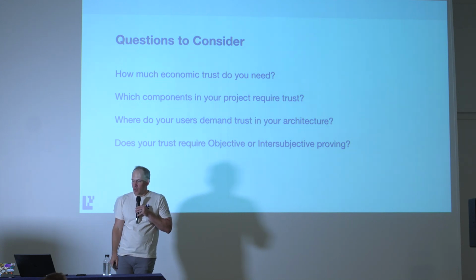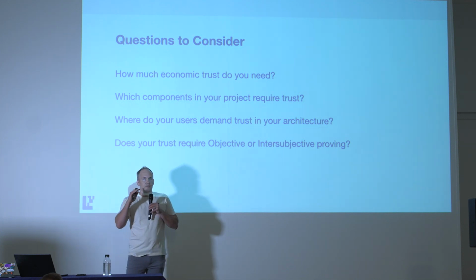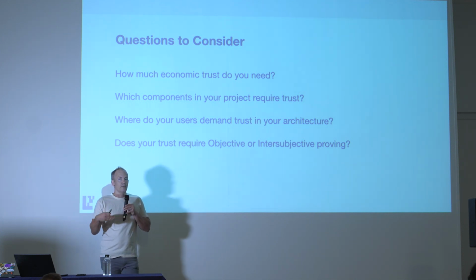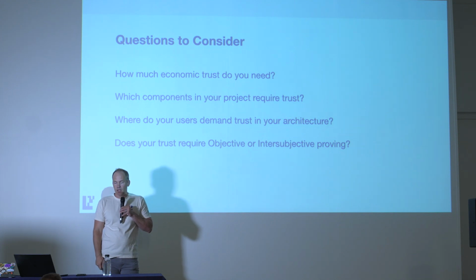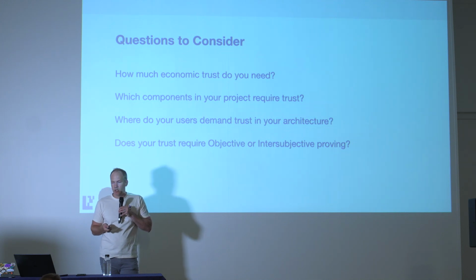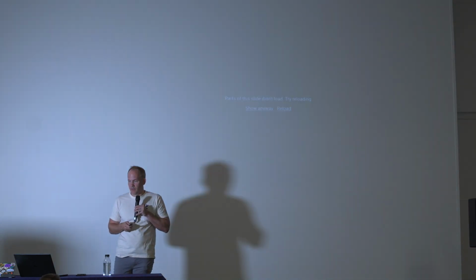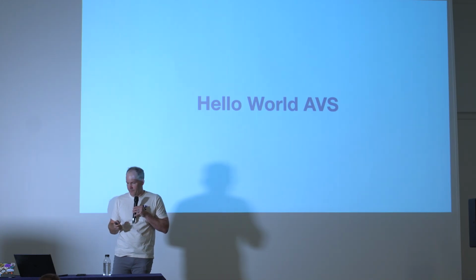Which components in your project require trust? In a broad architecture, I'll show you guys in just a second, like EigenDA, some parts can be trusted and some parts need to be validated. So think about which components. Also think about from your user's perspective, they may care more about certain aspects of your application to be proven. And then lastly, what type of proving is required, objective versus intersubjective.